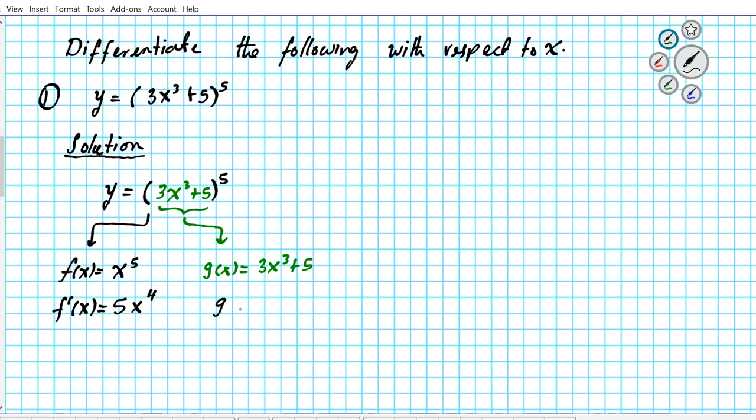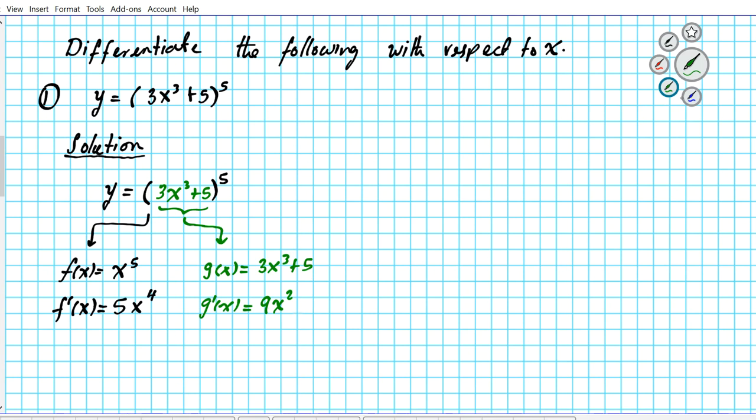And then the derivative of the inner function, oh snap, let me change my colors. So g prime of x is the derivative of the inner. So g prime of x is going to be, differentiate 3x to the third, you just power down, but there was a 3 there before, so it's going to be 9x to the power 3 minus 1, which is squared, and the derivative of 5 is 0.